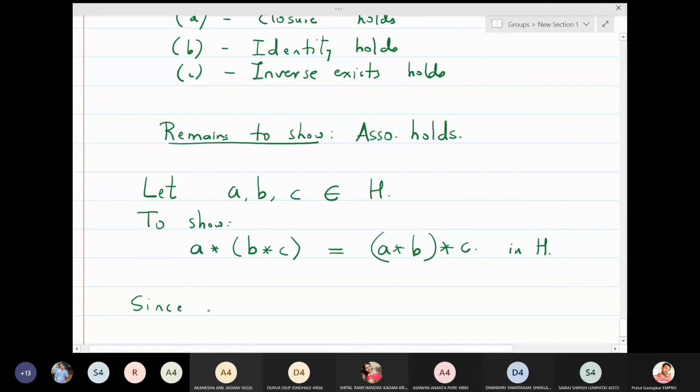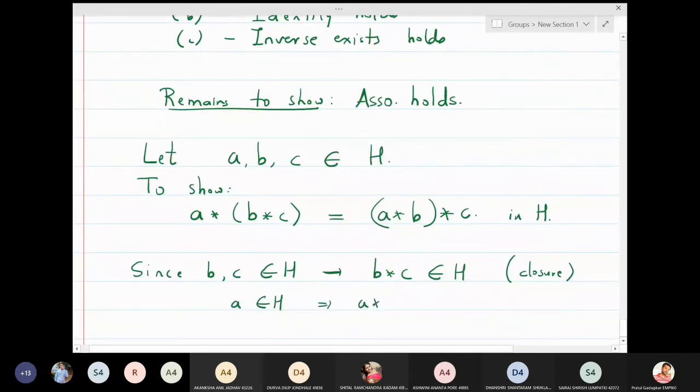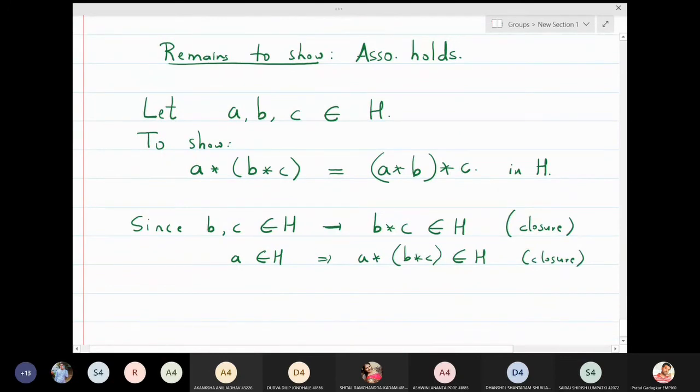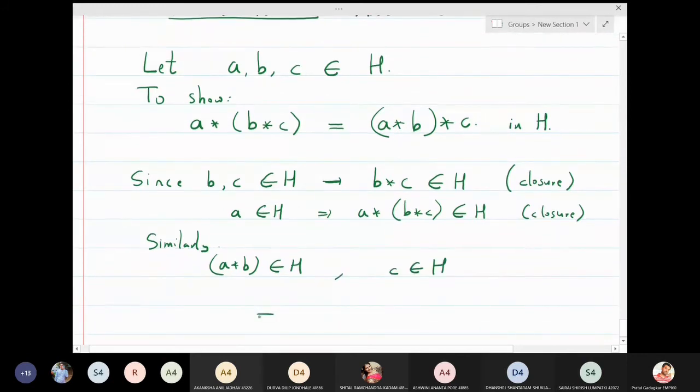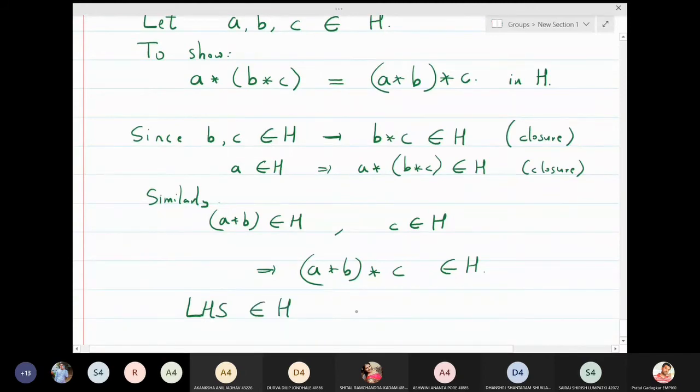Since b and c belong to H, this means b star c also belongs to H. Why? Because of closure. a also belongs to H. Therefore, a star (b star c) also belongs to H, again by closure. Similarly, a star b belongs to H by closure, and c also belongs to H. Therefore, again by closure, (a star b) star c belongs to H. This means that LHS belongs to H and RHS also belongs to H. We now have to prove that they are equal.